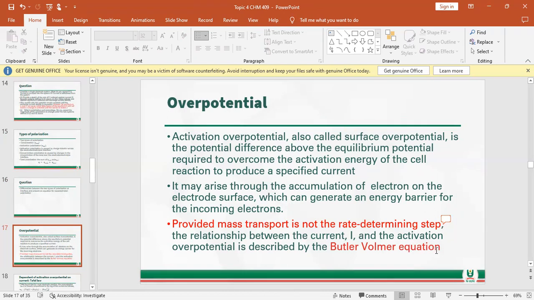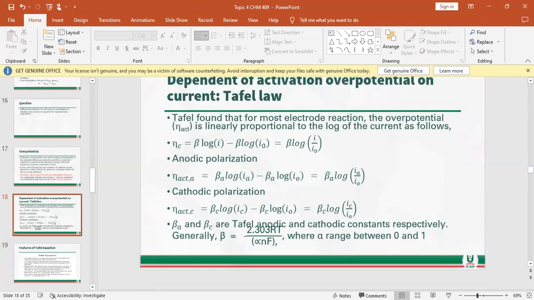So we are looking at overpotential, trying to get some terms differentiated. Overpotential, polarization, overvoltage. Look at it that way. So activation overpotential is the potential above the equilibrium potential that will overcome the activation energy of the cell.